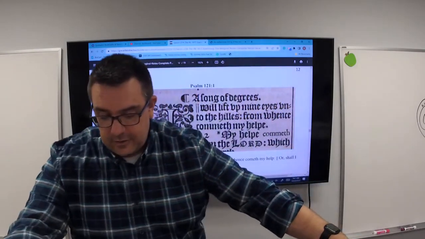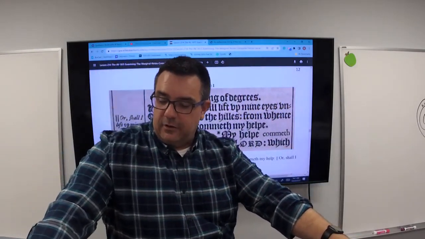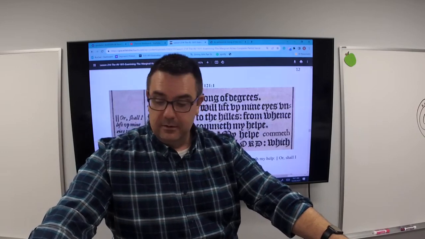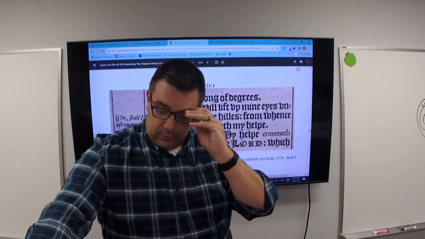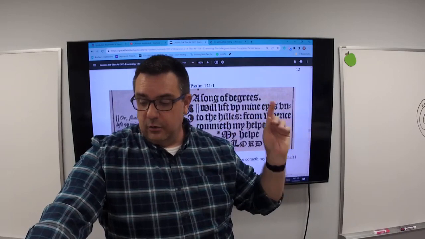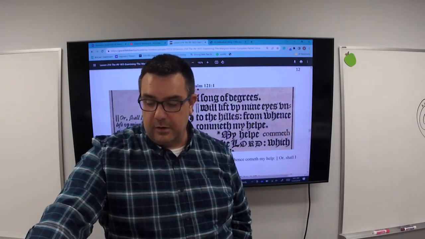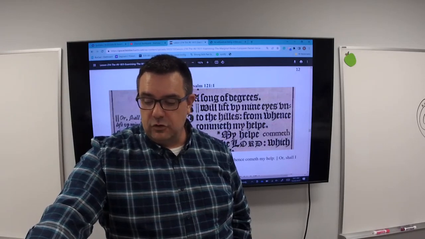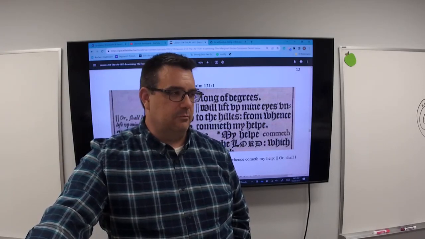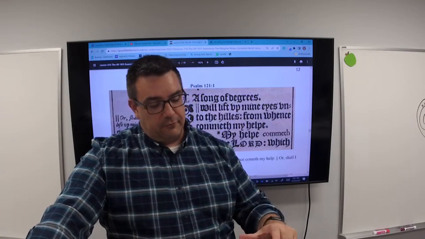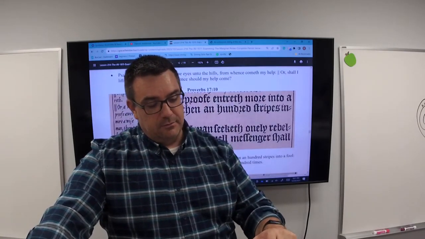The text says, "I will lift up mine eyes unto the hills from whence cometh my help." Very famous line from Psalm 121. The margin says, "Or shall I lift up mine eyes to the hills? Whence should my help come?" So, a little bit different way of saying it in the margin.